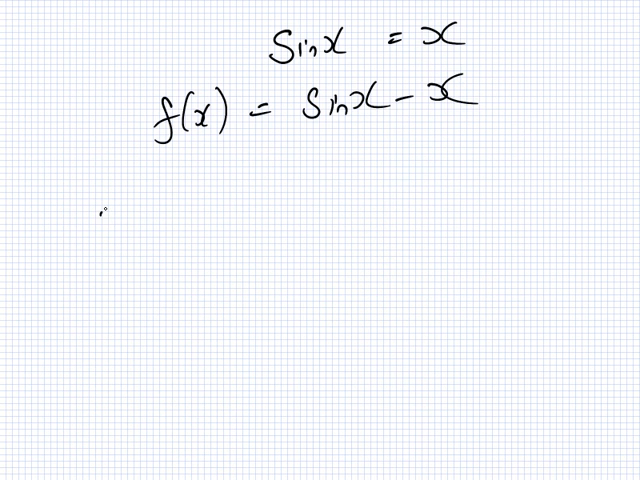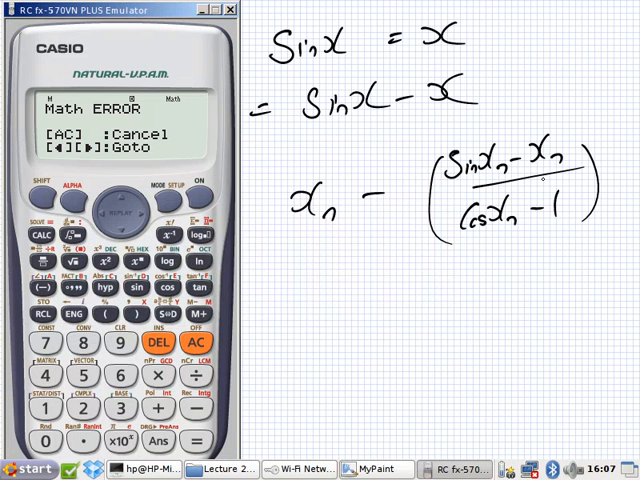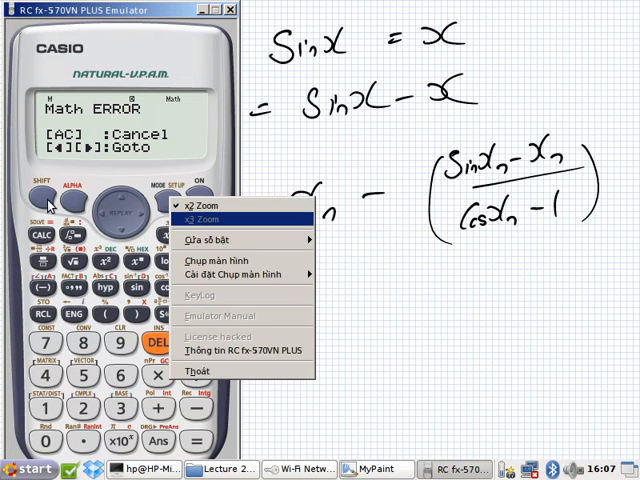Instead of e, I know this one works. Sin x equals x. We'll try that one. So we have f(x) equals sin x minus x. So x_{n+1} equals x_n minus (sin x_n minus x_n) over (cos x_n minus 1). And we should be in radian mode because that's the normal mode.